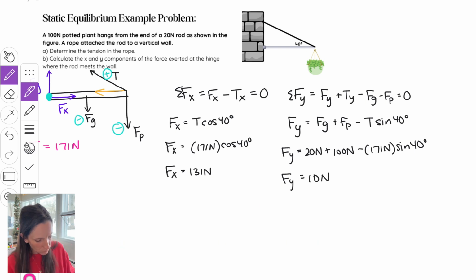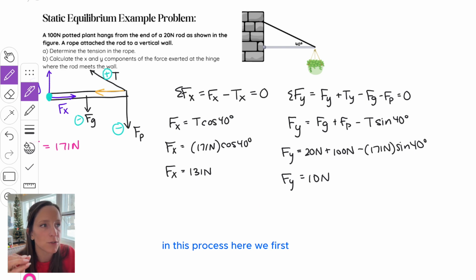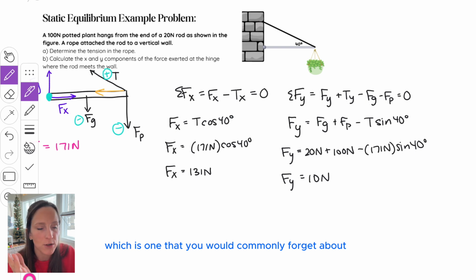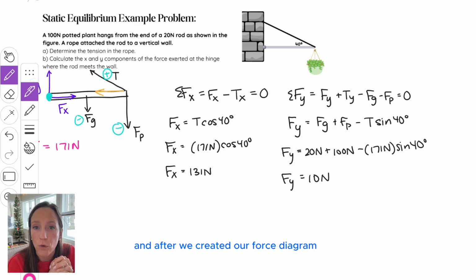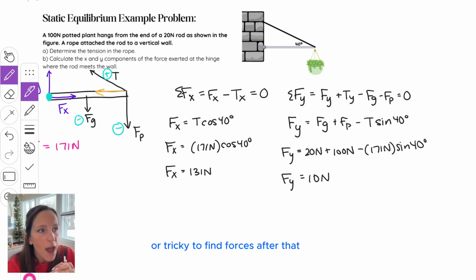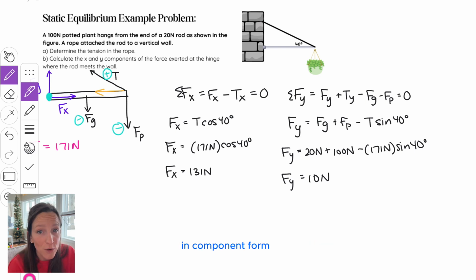All right, so just to recap a little bit, in this process here, after reading the problem, we created a force diagram, making sure to include all of the forces and not forget about the ones at the wall, which is one that you would commonly forget about. And after we created our force diagram, we chose a pivot point that helped us eliminate unknown or tricky to find forces. After that, we were able to write our net torque equation and solve for one of our unknowns. And then we also used our net force equations in component form to find our other two unknown quantities.